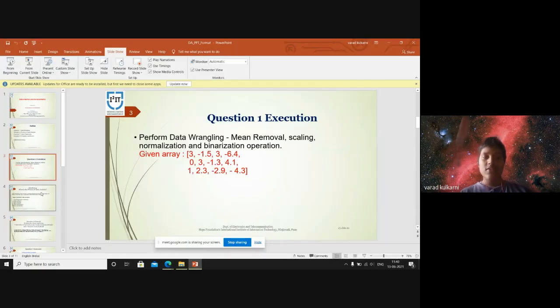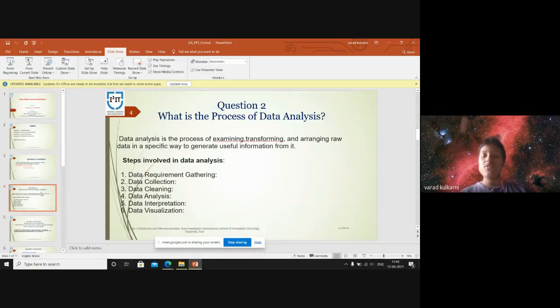So, in the next topic, what is the process of data analysis? Data analysis is the process of examining, transforming, and arranging raw data in a specific way to generate useful information from it. Data analysis contains some steps. The steps are data requirement gathering. For any analysis, we require a certain amount of data so that we can move forward.